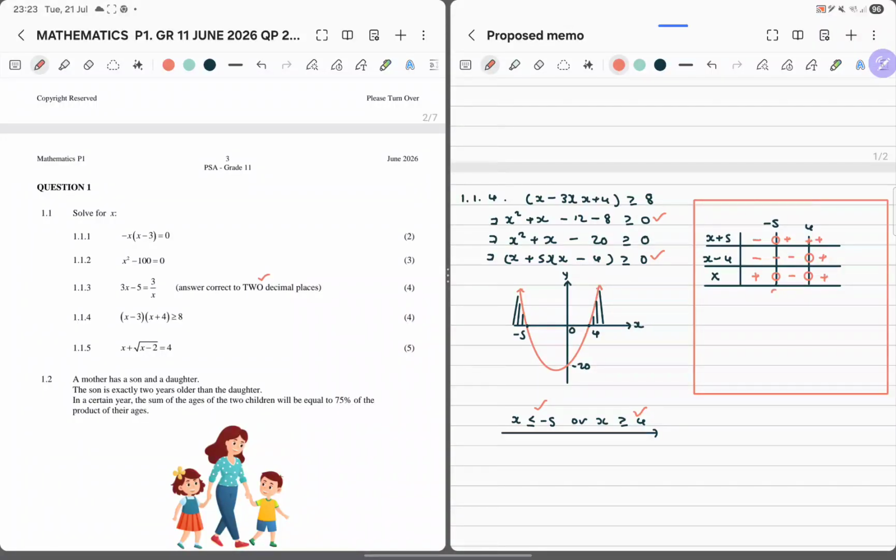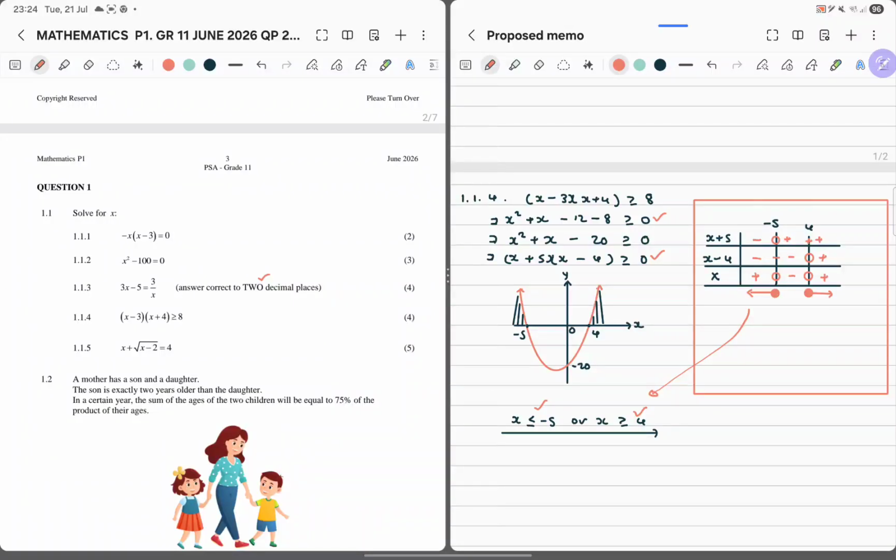Now we look where our solutions are. At -5 is 0 included? Yes, so we shade. And then in which direction? We go in that direction of positive. Same here, 4 gives us 0. Is it included? Yes. We shade and then we go in that direction. And the conclusion, same.